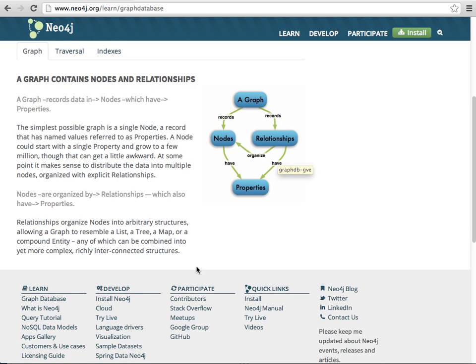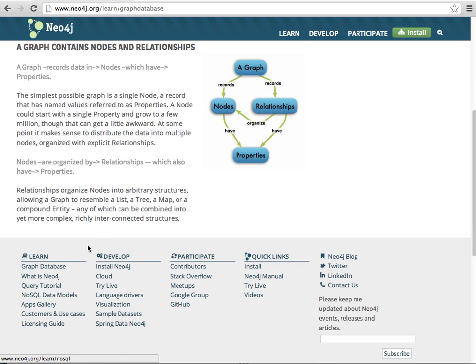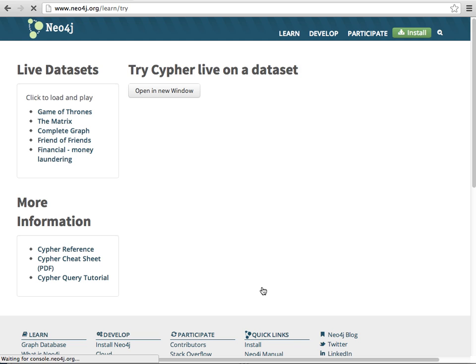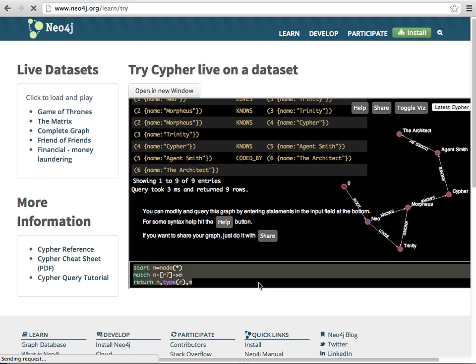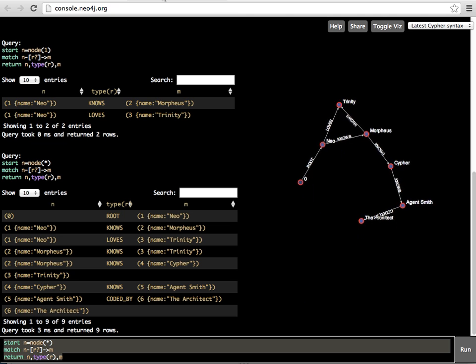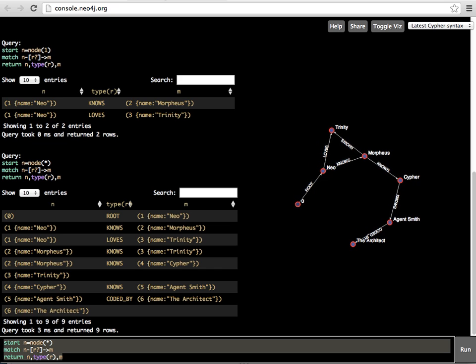So there's more stuff under Learn that I'm working through, but one thing in particular that I really liked was the Try It Live. If you go to the Try It Live, they have some data models, and then you can work with their query language, which is Cypher. And I think it's easier to see in a new window. You can see over to the left, they have Game of Thrones, The Matrix, The Complete Graph, Friends of Friends, and Financial. And what I did is I popped this out. You can see here that they have the query itself. So this is around The Matrix.